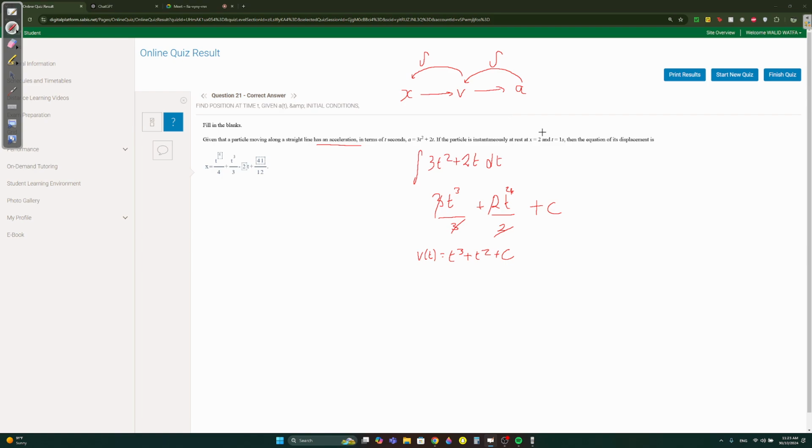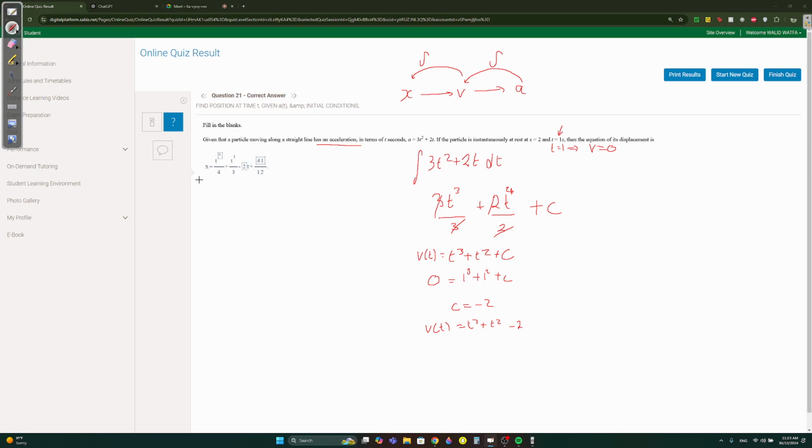They said it is instantaneously at rest at t equals 1. That means at t equals 1, what does v equal? 0. That means here I can substitute to find my c, because before I integrate again, I need to know my c, guys. So v of t is 0 at t equals 1. So 1 cubed plus 1 squared plus c. You're going to get c is equal to minus 2. So v of t is actually t cubed plus t squared minus 2.